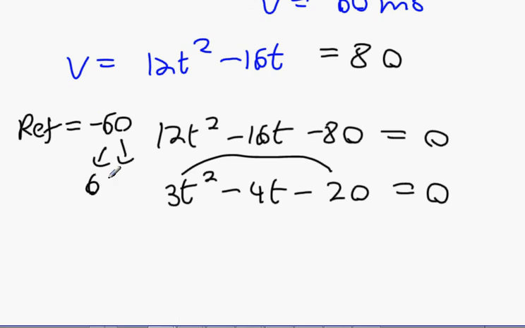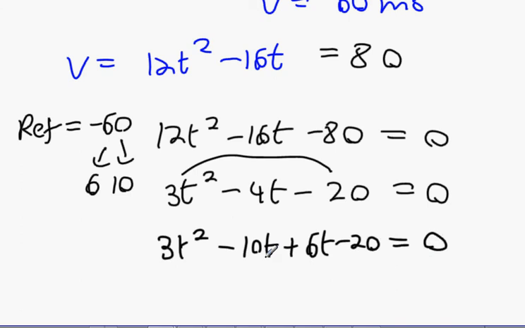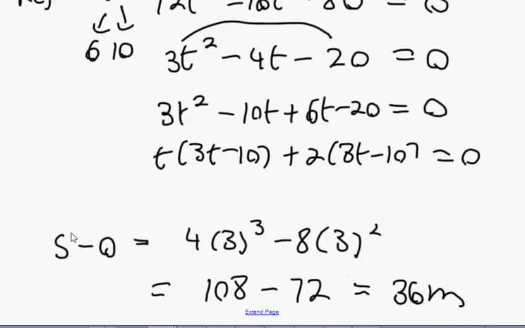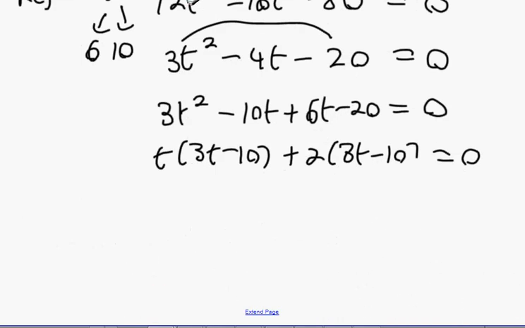So it's going to be 6 and 10. So 3t squared minus 10t plus 6t minus 20 equals 0. Then I get t into 3t minus 10 plus 2 into 3t minus 10. And then I'm going to get t equals minus 2, which is not possible. And the other one will be 10 over 3.